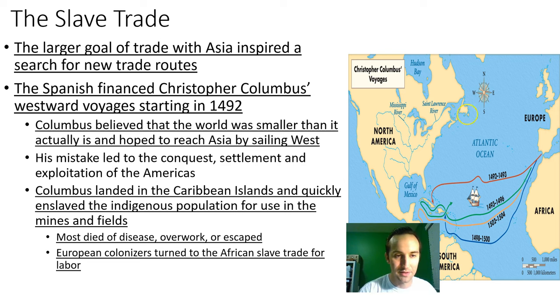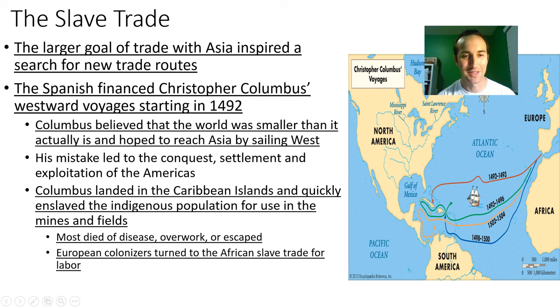Columbus landed in the Caribbean islands, and he quickly enslaved. That's one of the first things he did in his first trip. He enslaved the indigenous population for use in the gold mines and in the fields to produce whatever crops he needed. But native slavery really didn't work out. In most cases, they died off of disease at a rate of about 90%. Many were literally worked to death, especially in the mines, or they escaped because they had a stronger knowledge of the terrain, so they knew where to run to, where to hide. And so native slavery wasn't going to work out. After a while, the European colonists started to turn to the African slave trade instead for labor.